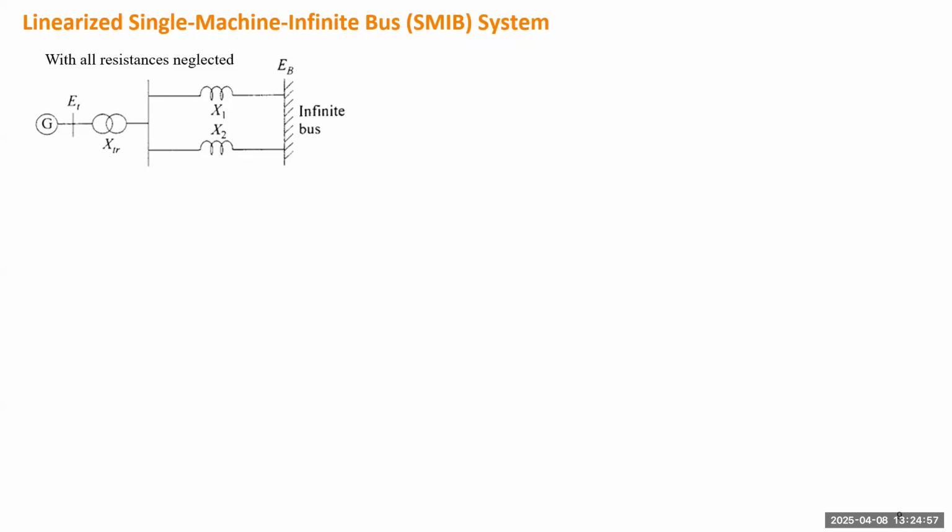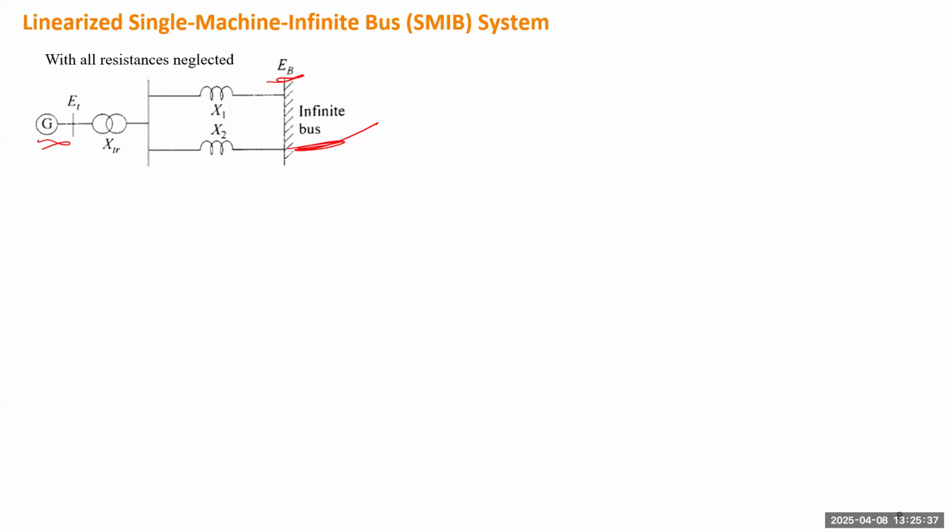First, how about this single machine infinite bus system? In this system, we have a single generator, which can be a synchronous machine or synchronous generator, depending on the direction of power flow. It is connected through a transformer, and here maybe two transmission lines and the infinite bus. The infinite bus is basically a constant voltage source, which has a voltage that is constant and never changes no matter what happens in the system.